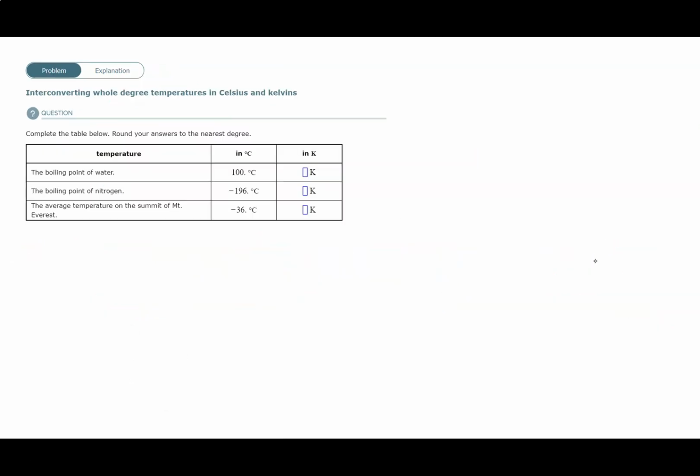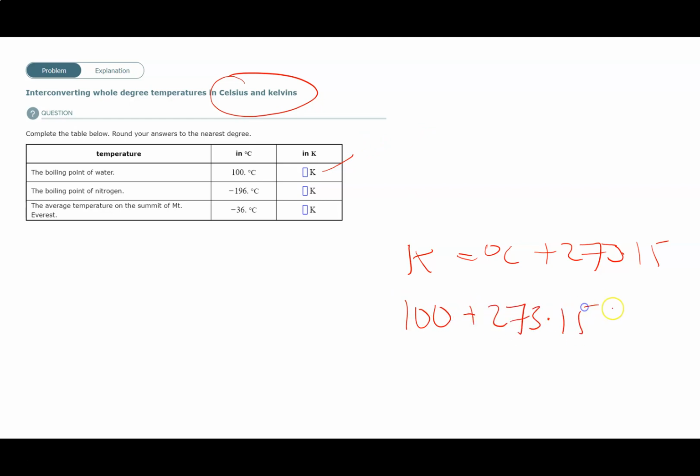So it's just going to be 89.6. Okay, so how are we going to convert from Celsius to Kelvin? Remember what we've got to do. Kelvin is just equal to degrees Celsius plus 273.15. So in each case, we just have to add 273.15. So 100 plus 273.15. It says round your answer to the nearest degree. So that would just be 373, right? Minus 196 plus 273.15. So that would be 77, and then so on and so forth.